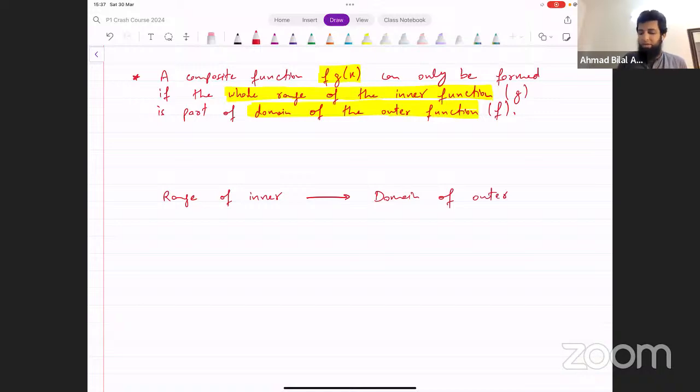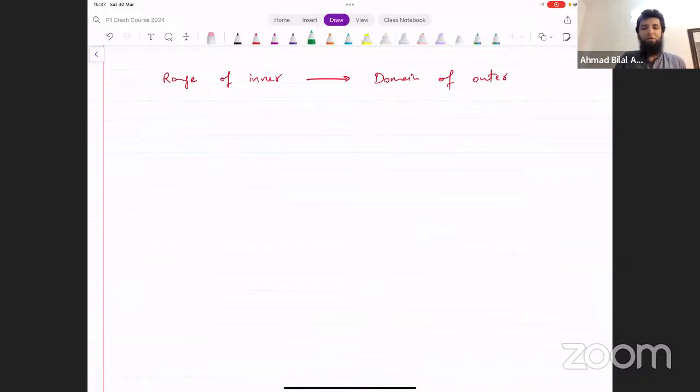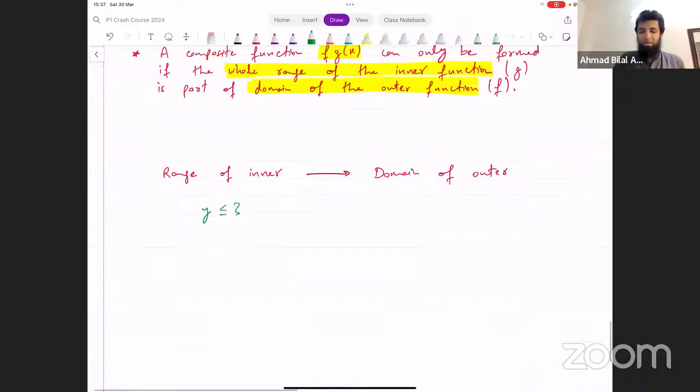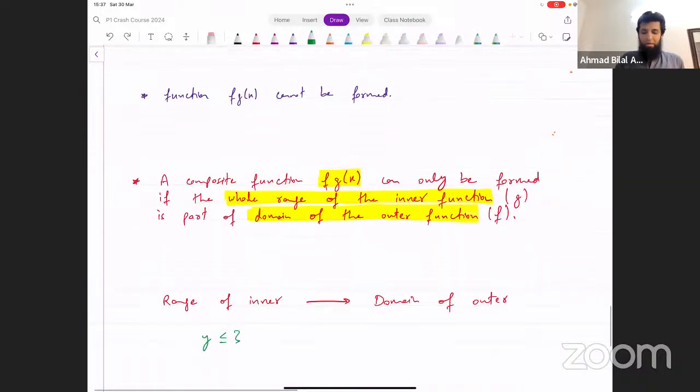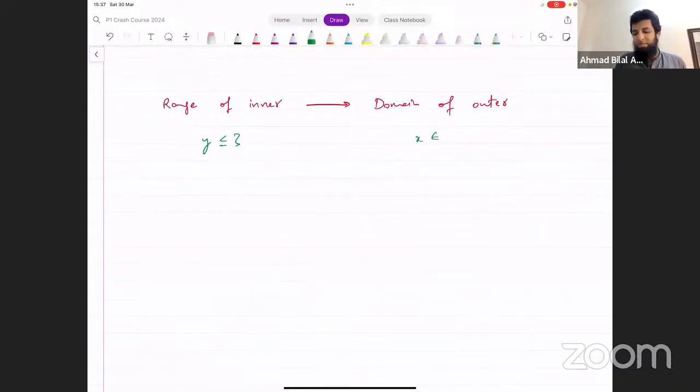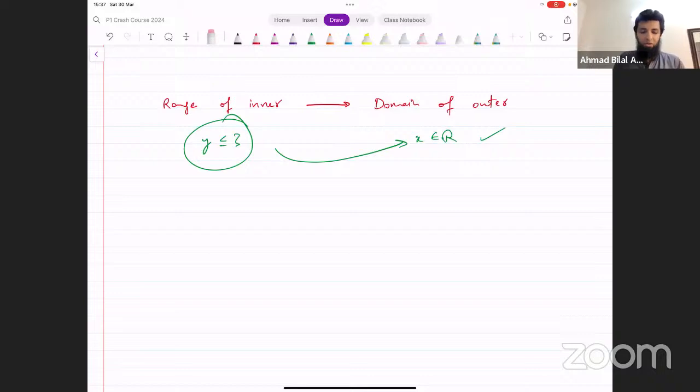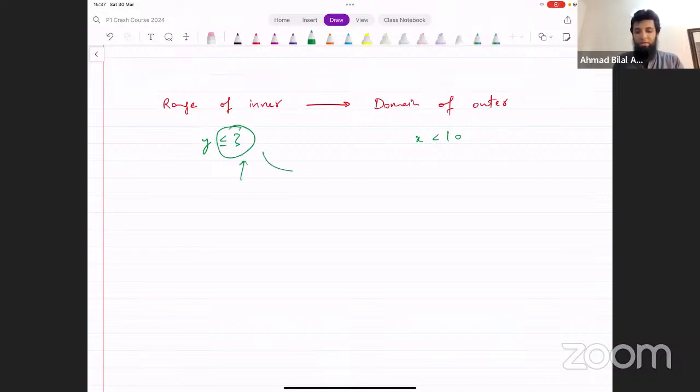Now, what that means is, if, for instance, the range of the inner function was maybe y less than or equal to 3, in this case, it's y less than or equal to 3. Now, if the domain of the outer function was, let's say, all real values, this would work, right? All of this is part of all real values. So the whole range is part of the domain. If the domain was, let's say, x less than 10, that also works, because every single value that is less than or equal to 3 is also less than 10. So it satisfies the condition.